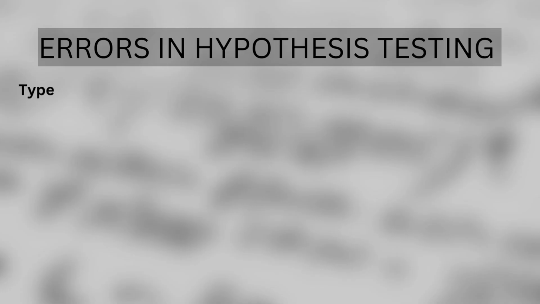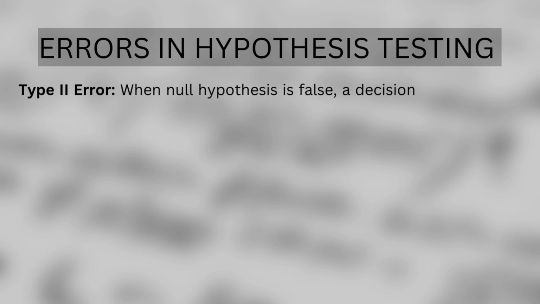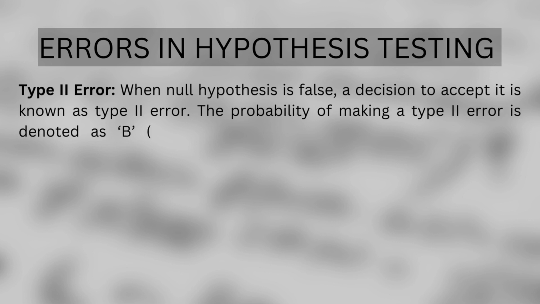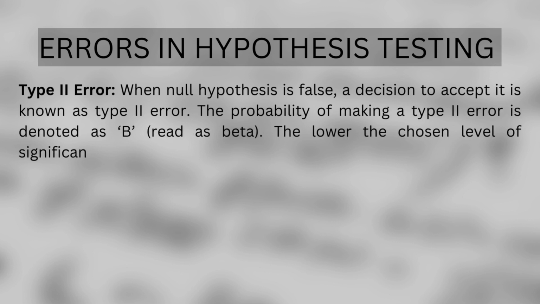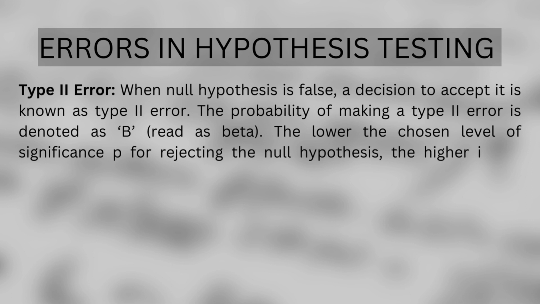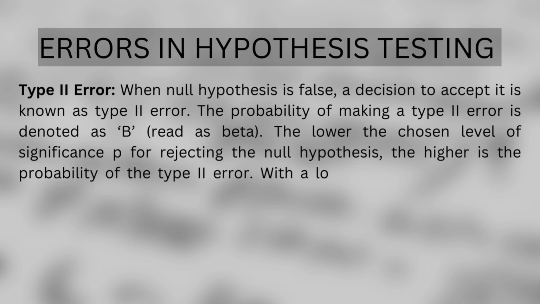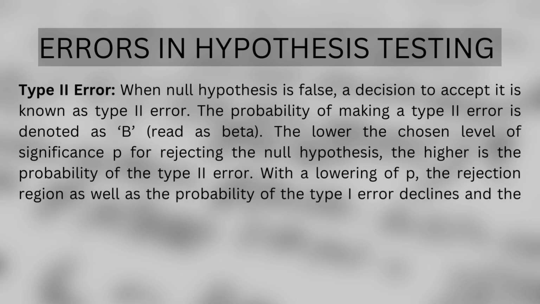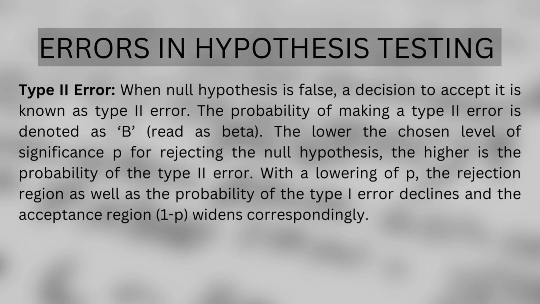In type 2 error, when the null hypothesis is false, a decision to accept it is known as type 2 error. The probability of making a type 2 error is denoted as beta. The lower the chosen level of significance of probability for rejecting the null hypothesis, the higher is the probability of type 2 error. With a lowering of probability, the rejection region as well as the probability of type 1 error declines, and the acceptance region, 1 minus p, widens correspondingly.